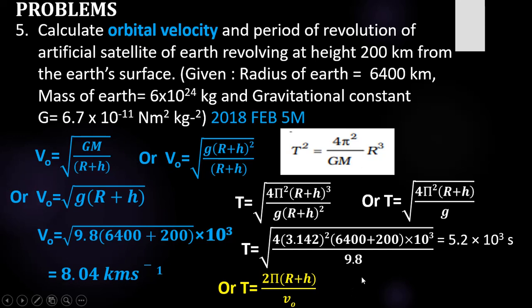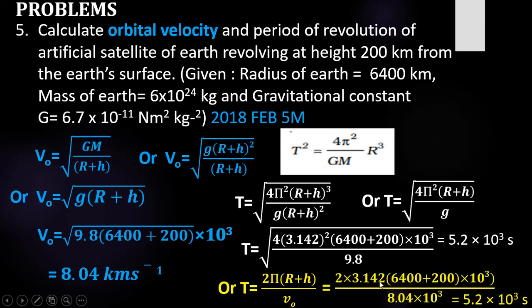Then you can calculate the time period using the second method. This method is very easy. So time period T equals circumference divided by orbital velocity. The circumference is 2 pi into bracket R plus h, divided by orbital velocity. If you put all the values, 2 into 3.142 into bracket 6400 plus 200 is the height. Since this radius and height are in kilometers, you have to write 10 to the power of 3, divided by the orbital velocity you have already calculated, 8.04 kilometer per second.